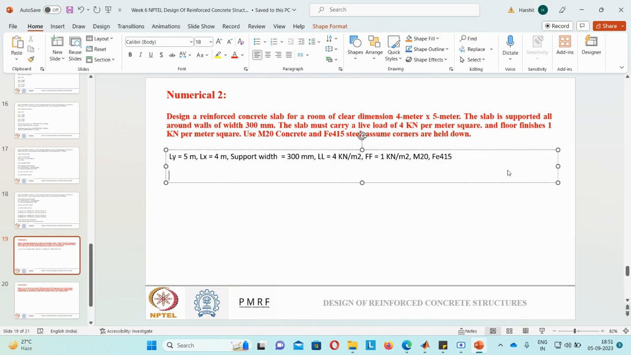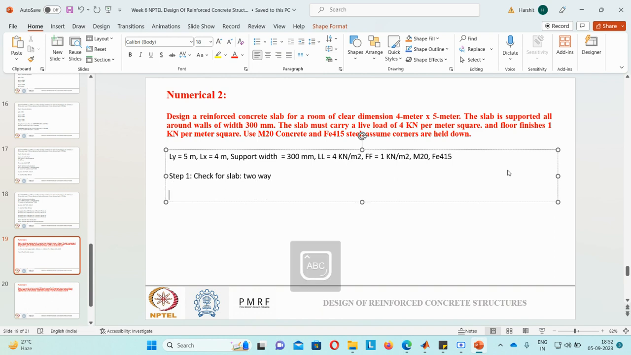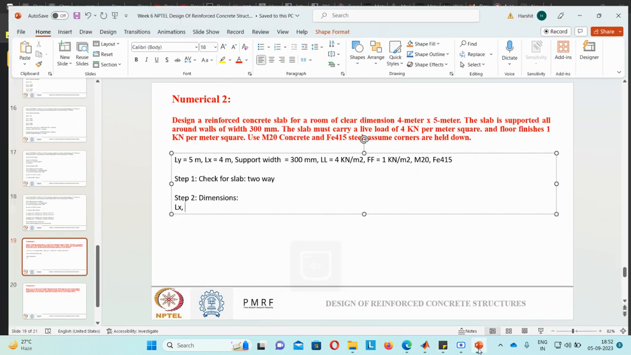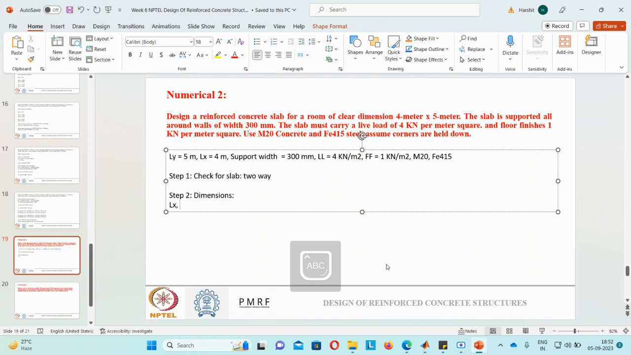Now, there is an important clause that you need to remember. Step 1 again will be to check for the slab whether it is two way or one way. Right now we know it is two way, so we won't do that calculation again. Step 2 is to provide dimensions. Now see, as per the IS code, there are two things that you need to look at when you are providing dimensions: the lx value and the live load.